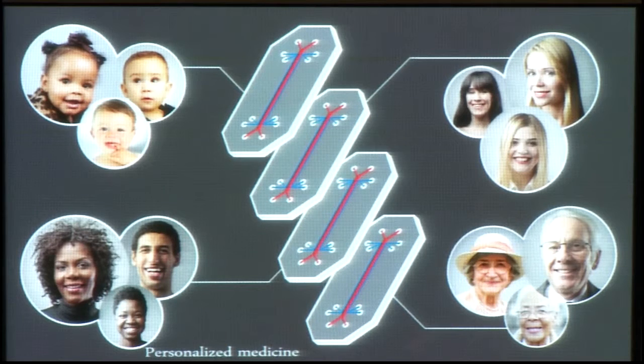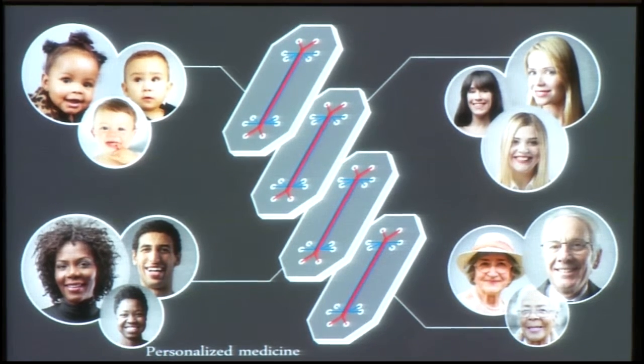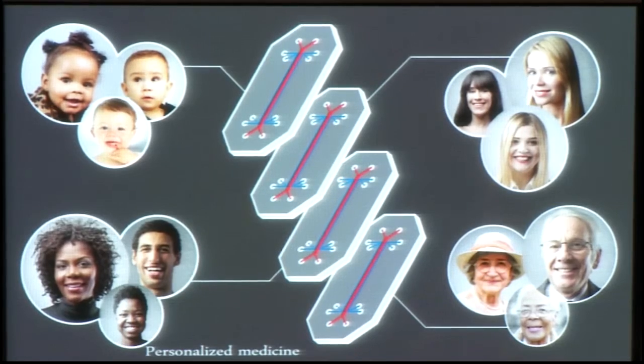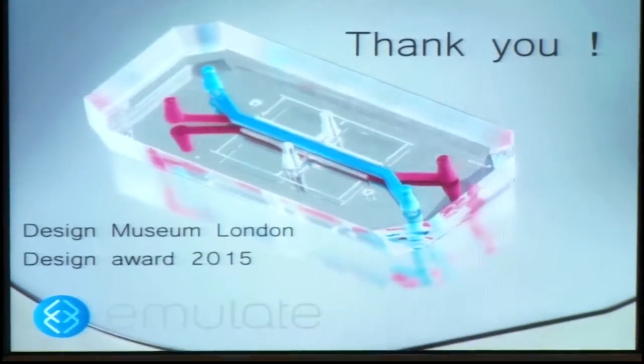Another direction is personalized medicine, and we are collaborating with Cedars-Sinai in Los Angeles. They have a huge bank of stem cells, and they are really expert in iPS cells. Because, as you know, different populations will react differently to drugs, and we are starting to use iPS cells to differentiate the chips and test drugs in different populations. Thank you very much.